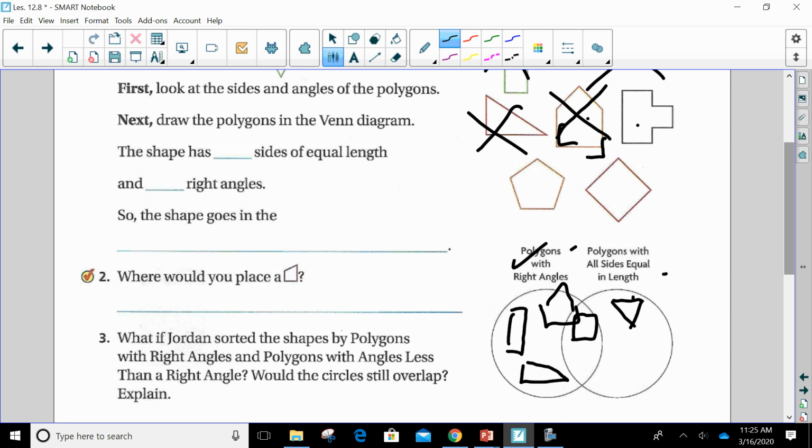Okay. Now let's look at this guy. How many sides does it have? 1, 2, 3, 4, 5, 6, 7, 8. Oh, it's an octagon. Love that. Look at that octagon. Does it have right angles? Oh, yes, it does. But are all the sides equal length? Heck no. So it goes over into this section too. Oh, I'm going to have trouble with this, aren't I? Hey, that's pretty good. All right. So that one's done.